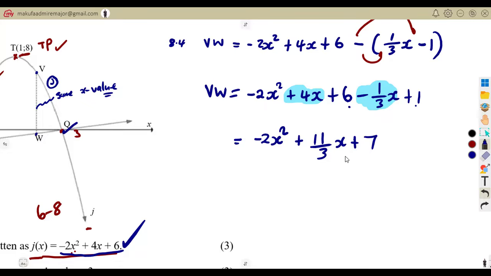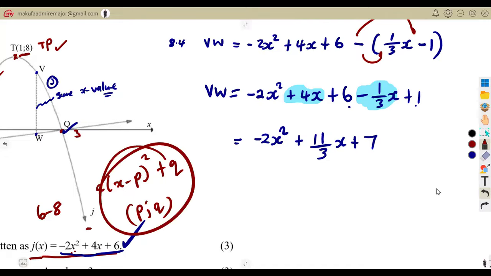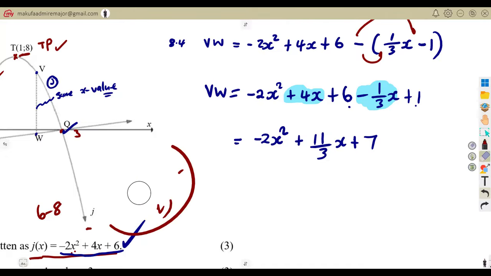So remember, your completing of the square method gives us the maximum value if we are given it in the form of x minus p squared plus q. You know that pq is the point at the maximum value. Remember, it is from the completing of the square method, that format that you are seeing there. So you need to complete the square. So how do we complete the square?